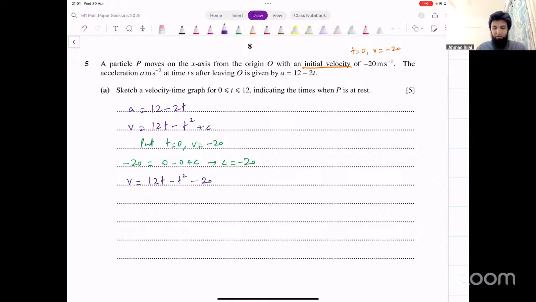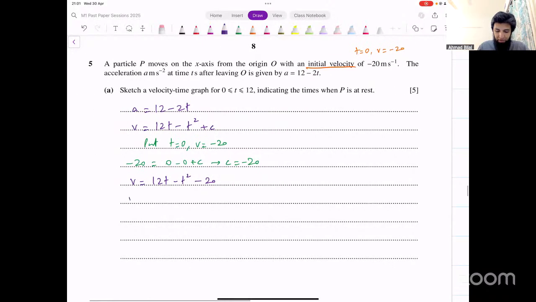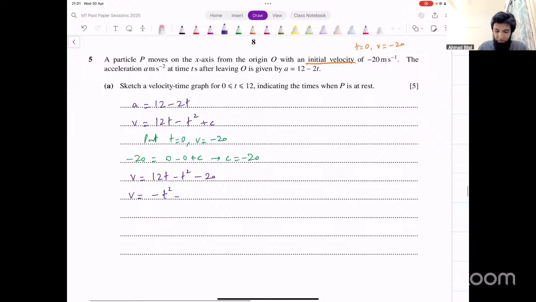That's the velocity function. Now that we've got the velocity function, we want to sketch the velocity time graph. It's going to be a quadratic graph, right? It's minus t squared plus 12t minus 20. It's a quadratic function, N-shaped graph like this.